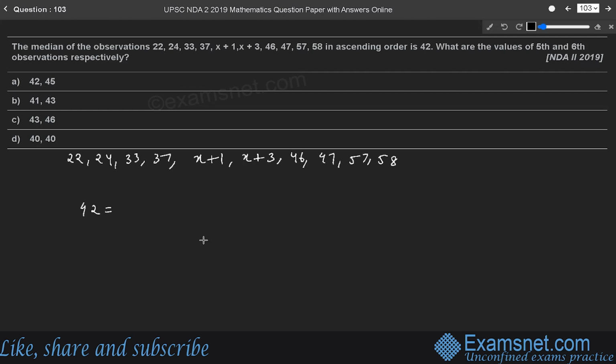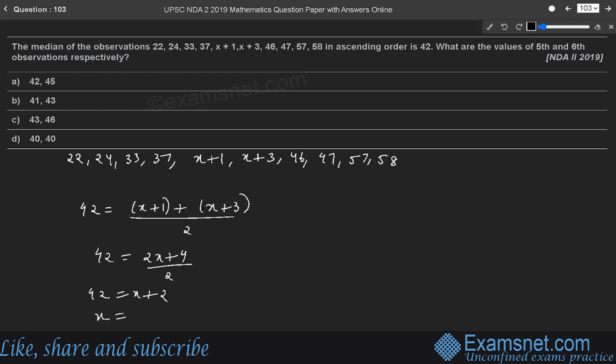So 42 will be equal to (x plus 1 plus x plus 3) divided by 2. Therefore, 42 will be equal to (2x plus 4) divided by 2, which implies 42 is equal to x plus 2. Therefore, we can say that x will be equal to 40. So, x plus 1 will be equal to 40 plus 1, which is 41, and x plus 3 will be equal to 40 plus 3, which is 43. Hence, the values of fifth and sixth observation are 41 and 43. So, the correct option here is option number B.